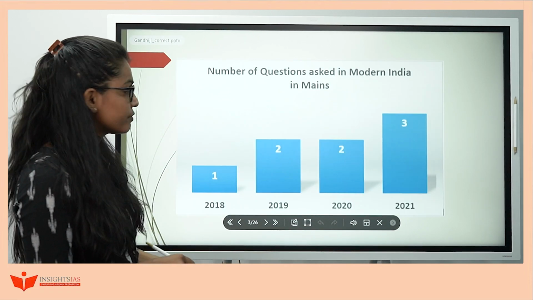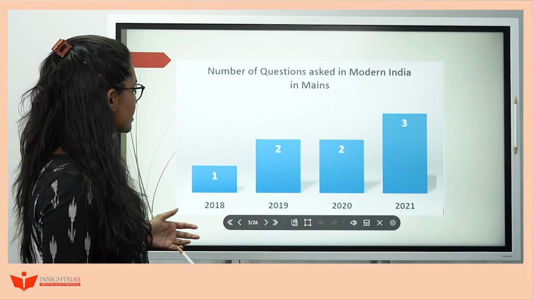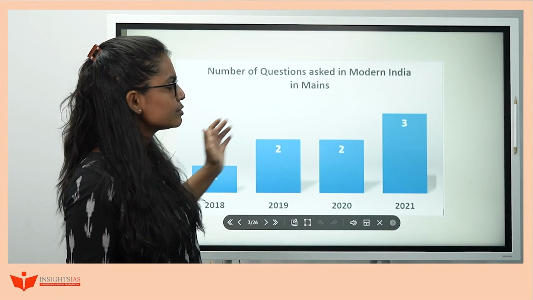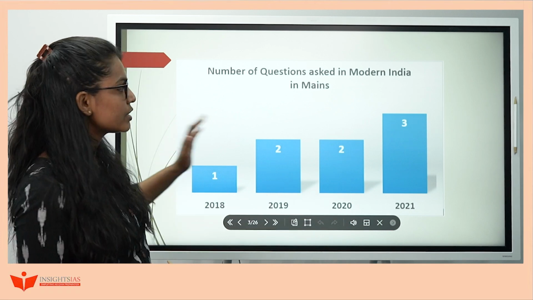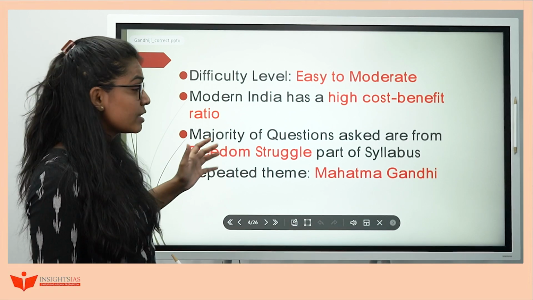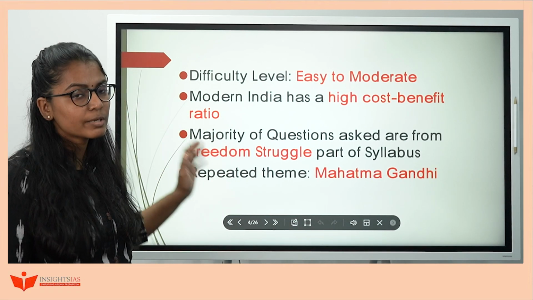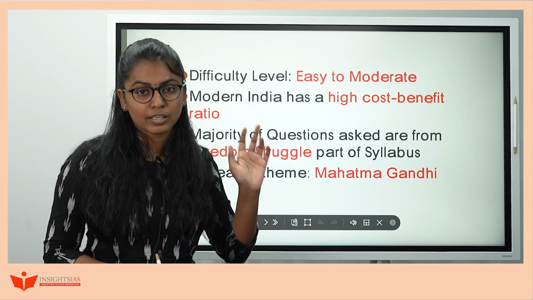Okay. So first let's analyze the trend of how important modern India is. If you analyze from 2018 to 21, you can see that 1 to 3 questions are usually asked. They are usually easy to moderate. They have high cost benefit ratio, and most of the questions are directly asked from freedom struggle. The repeated theme is Mahatma Gandhi.